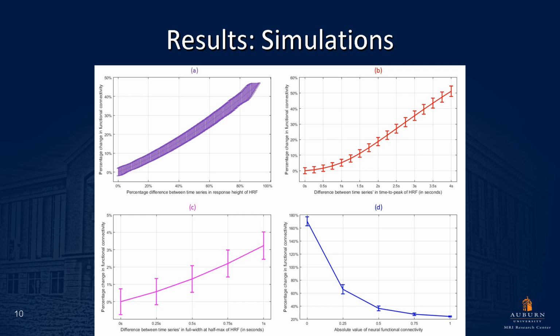I think the important take-home message is from panel D, wherein you can see that the absolute value of neural connectivity actually has a bearing on the difference you get in functional connectivity. It can be up to 170% when the absolute value of functional connectivity is smaller, like weaker connections, but it can be up to 22% even when the functional connectivity is large, more than 0.75. So I think that was very illuminating for us.